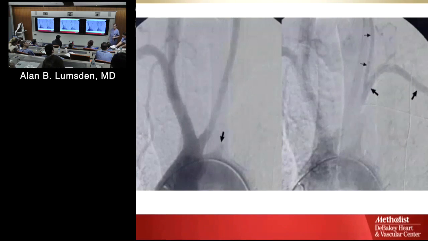You never get quite as good pictures as you get by direct injection, but that's all you need to know. Okay, so the patient's got arm symptoms. What are we going to do? All right, you can bypass them. From where to where? So you've got all the information. You're going to bypass from here, to there.